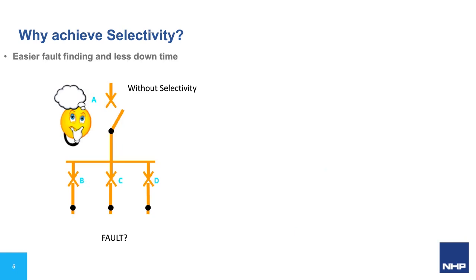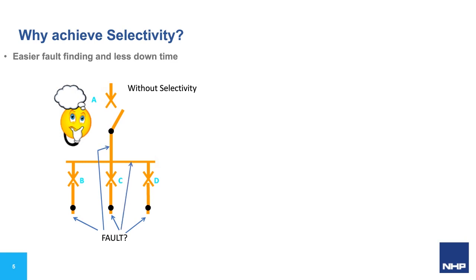Why achieve selectivity? Easier fault finding and less downtime. As we've seen in the last slide, without discrimination, it is possible that a fault on a downstream circuit could easily cause the upstream breaker to trip. If this were to occur, fault finding could take a long time, as each individual sub-circuit would need to be checked to see if there was a fault on that circuit and what the fault was.